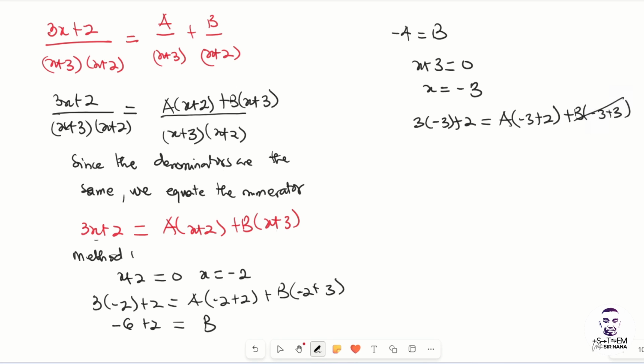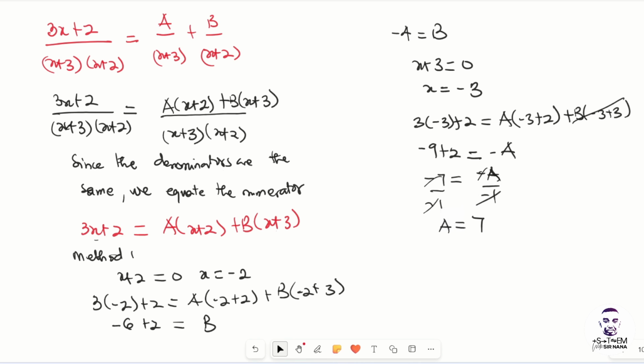So we see that the B goes away in this case. And then we are going to have negative 3 multiplying 3 gives us negative 9, plus 2. And that is equal to, we'll get negative A. So we get negative 7 is equal to negative A. And then we see that we can divide through by negative 1, so that we are going to have A to be equal to 7.